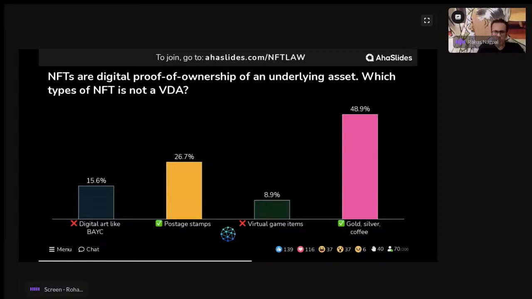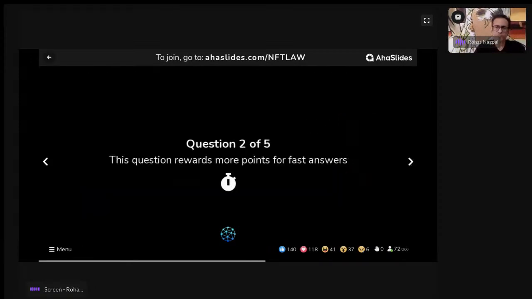To explain the answer, an NFT like Bored Ape Yacht Club is not backed by anything tangible. It's a digital art, intangible. So that's taxed as a VDA. Postage stamps, physical, you actually get the stamp, so it is not covered. Virtual game items, again, intangible, so you don't get the tax benefit. Gold, silver, coffee being tangible, you get this thing, so they are not VDAs. So great, a lot of you got that right. Let's go to the next one.